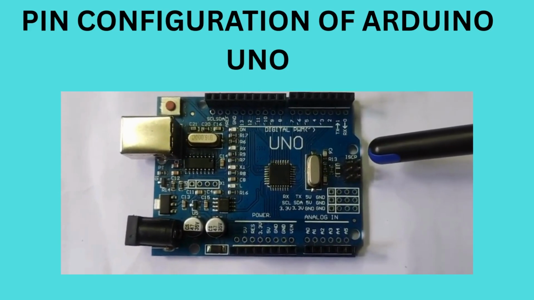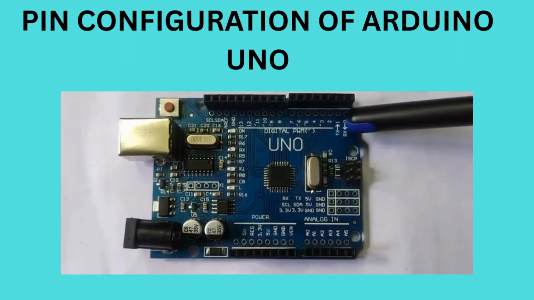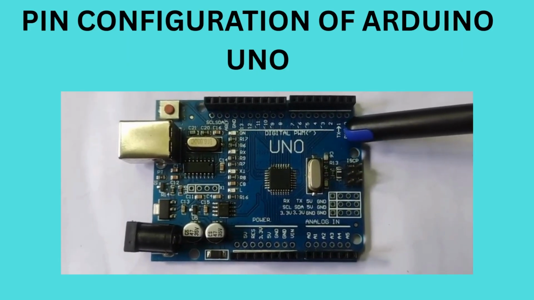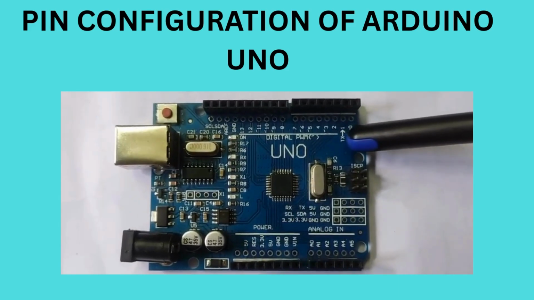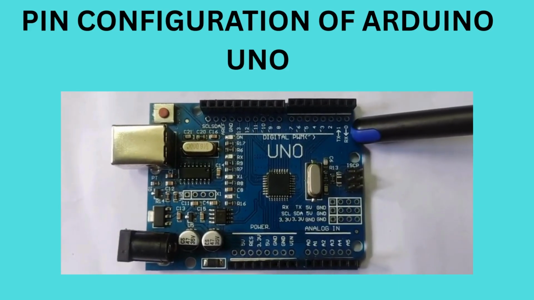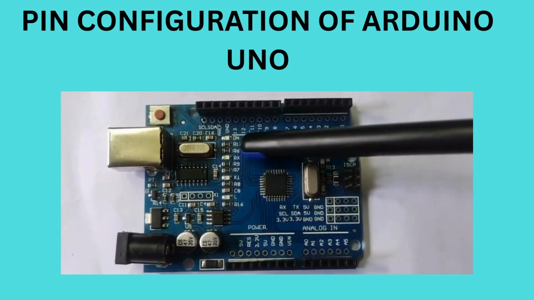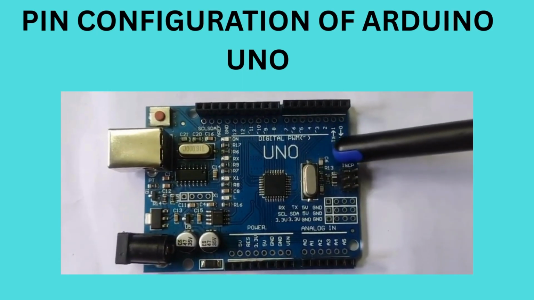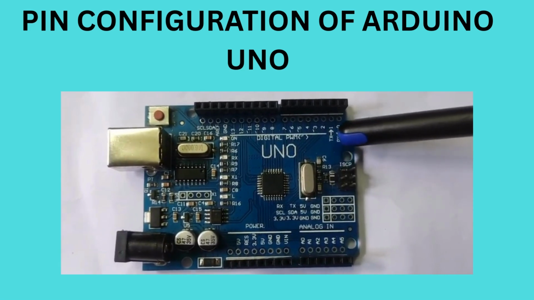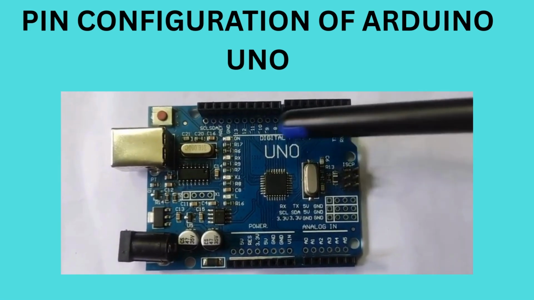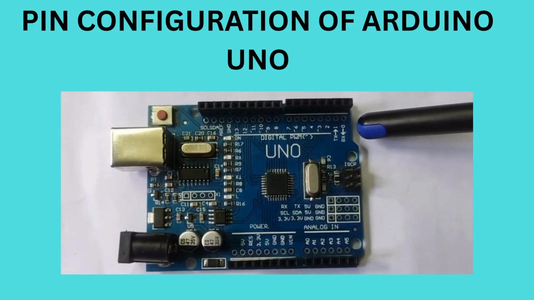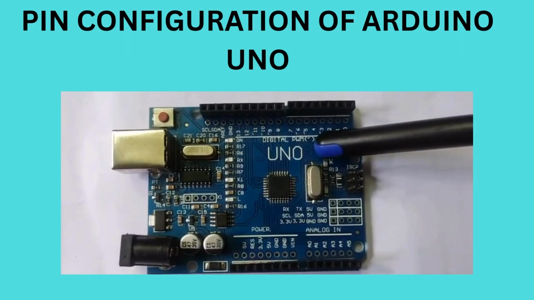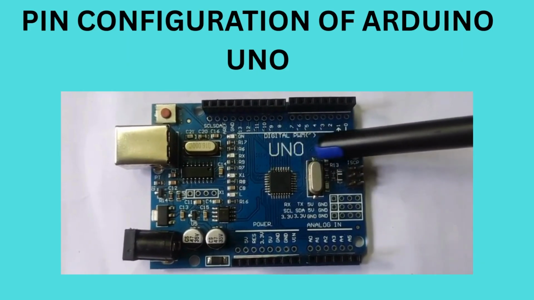And finally we go to the pin configurations. This Arduino Uno board consists of digital input output pins, represented from 0 to 13. Pin 0 is the receiver and pin 1 is the transmitter pin. Overall there are 14 digital input output pins, but some of these pins are also PWM pins.